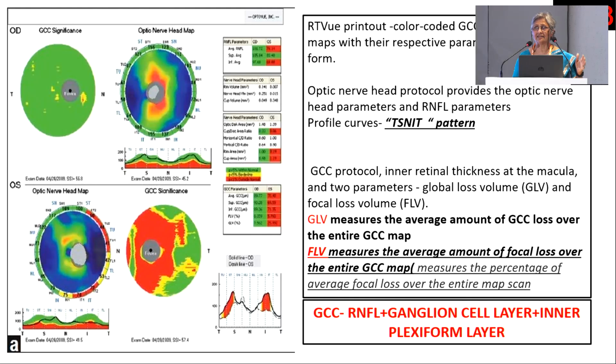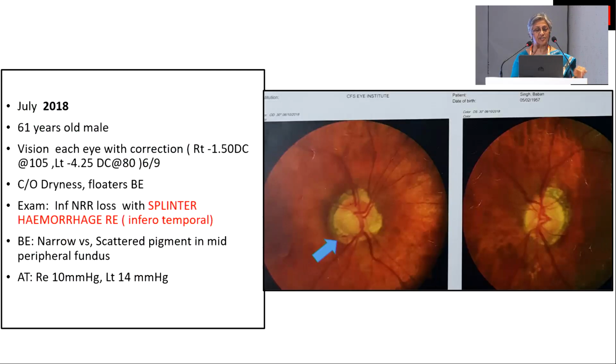We must understand that some OCTs give us a lot more information, like for example, the RTVue. In this, it has a patented FLV, that is focal loss variance. It measures the amount of focal loss over the entire ganglion cell complex. And mind you, the GCC in different machines covers different areas. That's very, very important. Let's look at another case.